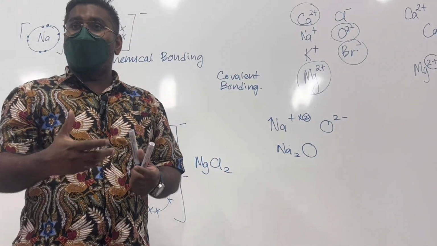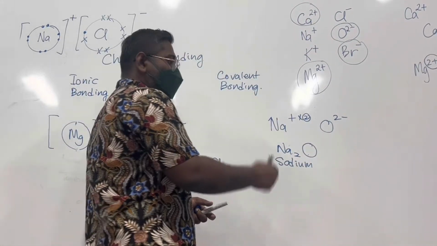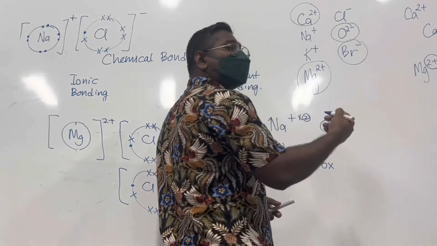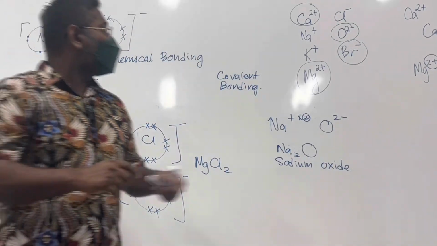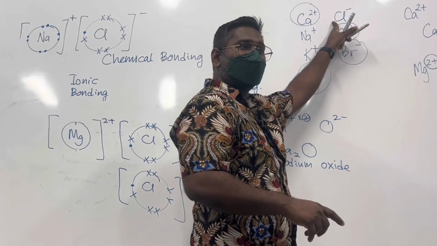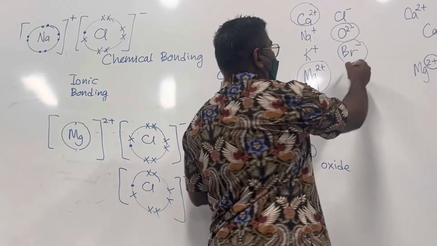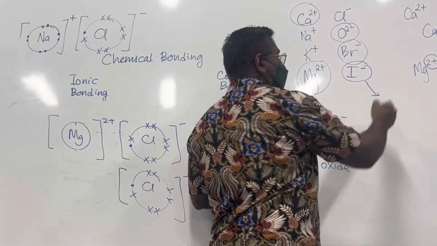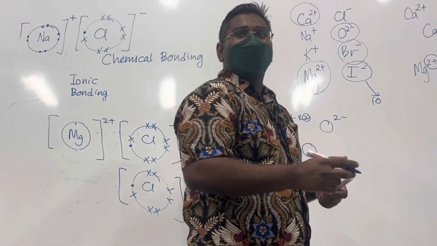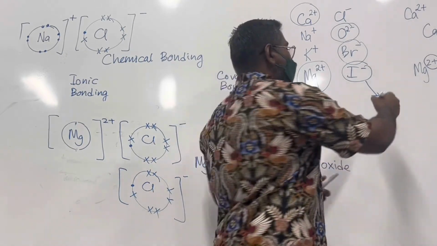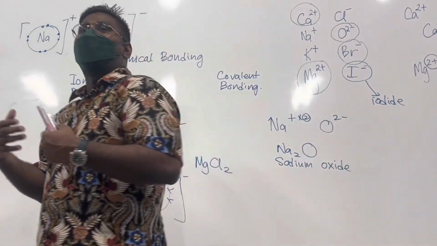And what is the name for this? This is sodium. The positive ion, no issues, sodium. This is no longer oxygen, now it is oxide, sodium oxide. So, all these ions, what is the name? Chloride, oxide, bromide. If I have I, tell me what might be this name? Iodide, yeah, correct. Iodide. So this is quite simple.